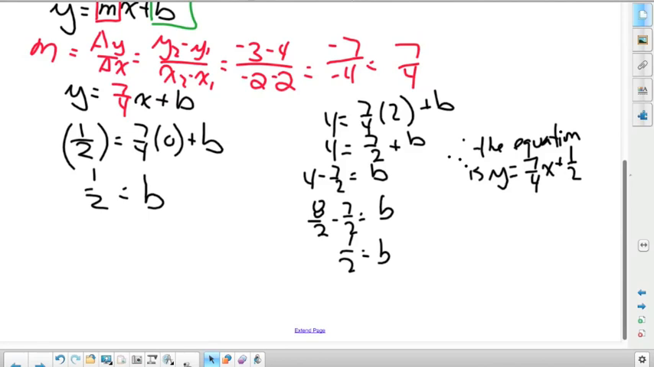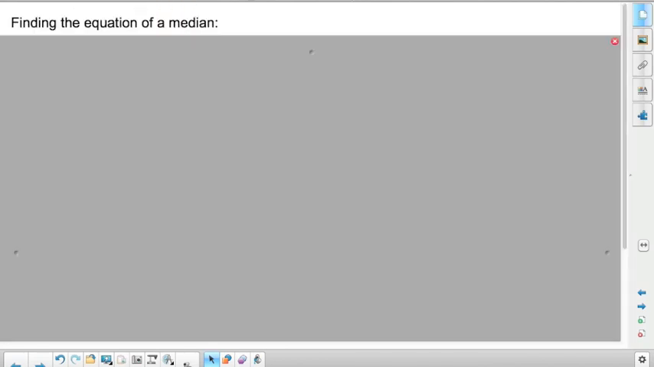Okay, any questions on that? Okay, so we're going to take this and extend it a little bit, looking at geometry. So we're going to talk about finding the equation of a median. Okay, so that's the title for this section. Finding the equation of a median.